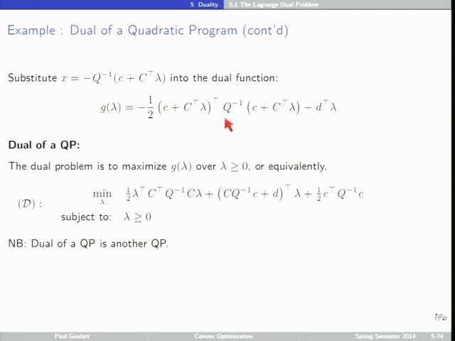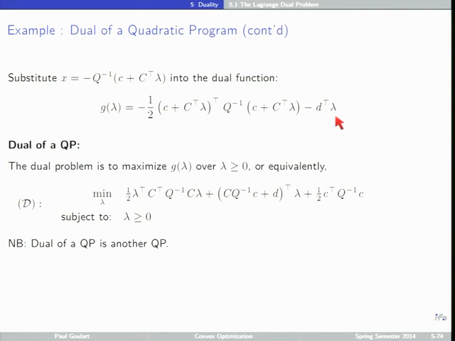You can see that Q started off as a positive definite matrix, so its inverse is also a positive definite matrix. But then I have a minus sign on the outside, so the whole thing becomes concave. And so my dual problem is to maximize this concave quadratic thing, subject to the constraint that the multiplier is non-negative.